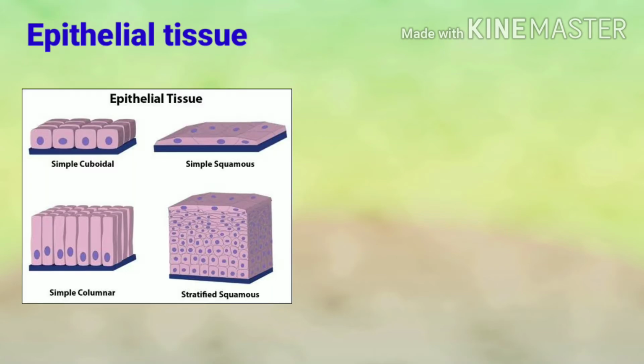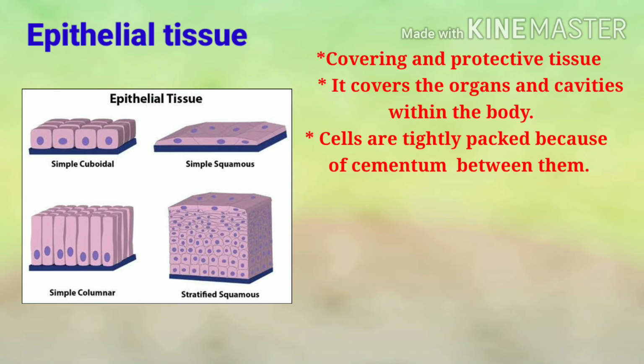First of all, we have to discuss the epithelial tissue. This is the covering and protective tissue in the animal body. It covers most organs and cavities within the body. Here, cells are tightly packed because of a small amount of cementing substance in between them. The substance in between the cells is called cementing substance. Due to this substance, the cells are tightly packed.